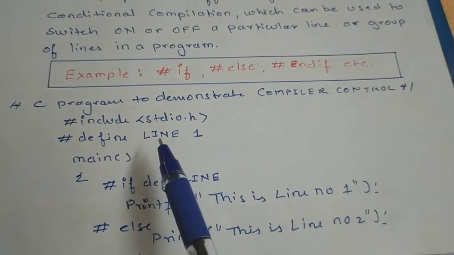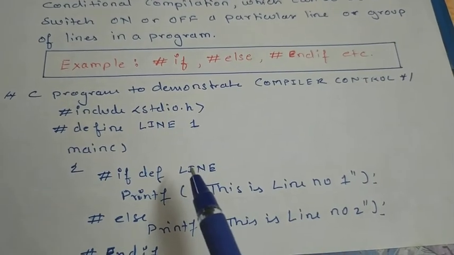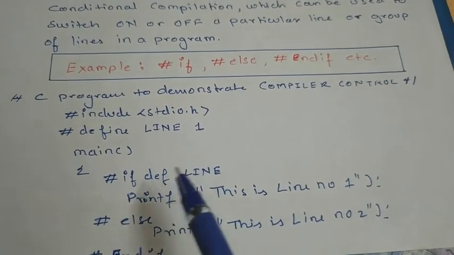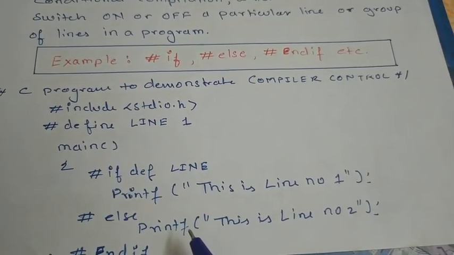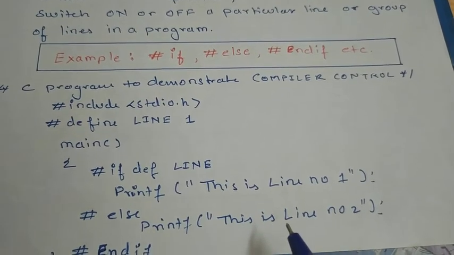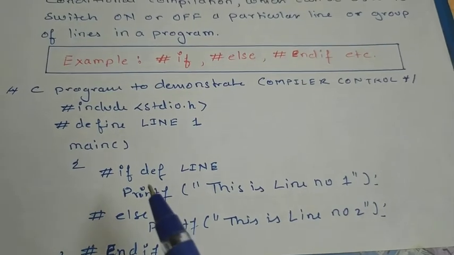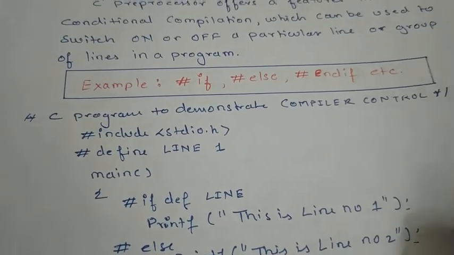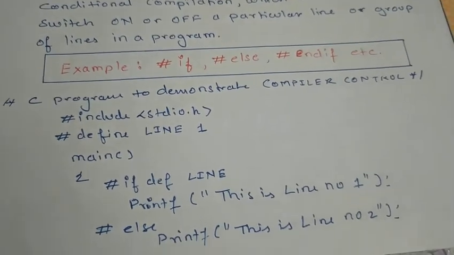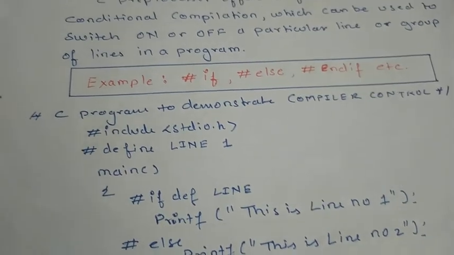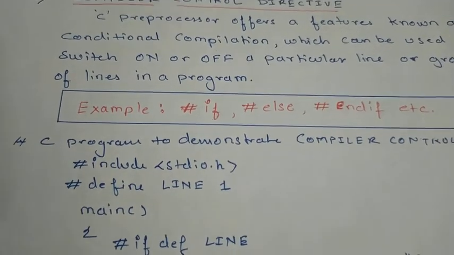Suppose I wouldn't have defined LINE as 1, then this statement wouldn't have returned true. It would have returned false. And when this statement returns false, the else part comes into picture, and the line that gets printed is printf this is line number 2. And #endif ends the definition of if. So this is all about your compiler control directive. So in this presentation we saw the details of the C preprocessor directives. Thank you.